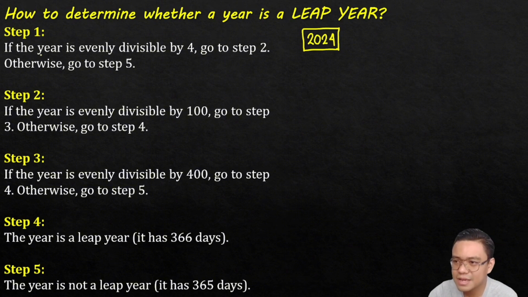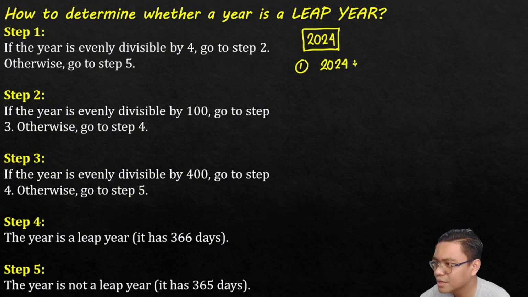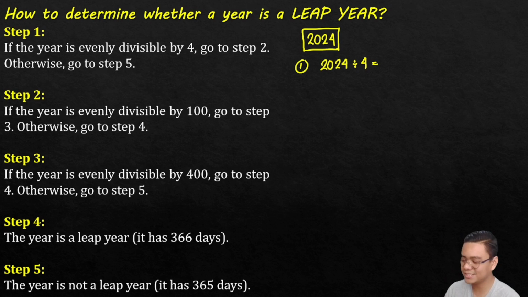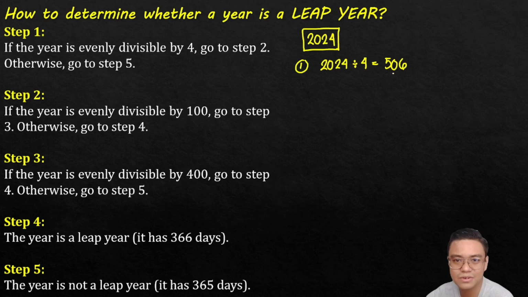So step 1, if the year is evenly divisible by 4, go to step 2. Sige, try natin ha. So this is our step 1. We are going to divide 2024 by 4. Now, if this is a whole number, then this is a leap year, pero check muna natin sa step 2 ha. So this is 2024 divided by 4. That should give me 506. Yun. So, it is divisible. So, go to step 2 tayo. Check natin sa step 2.